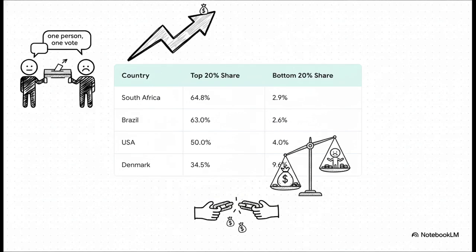In this table here, it shows us a very stark reality. Even in well-established democracies, economic inequality can be very high. Just look at South Africa or Brazil. The top 20% of people hold over 60% of the country's wealth, while the bottom 20% have almost nothing. This proves a very important point. Political equality, the idea of one person, one vote, does not automatically lead to economic equality. This remains a major challenge.